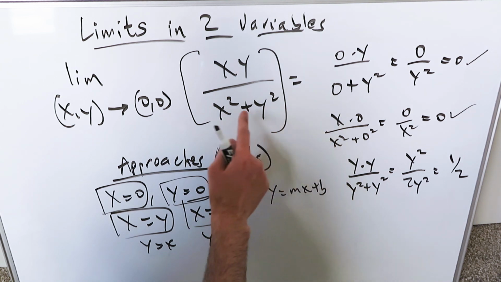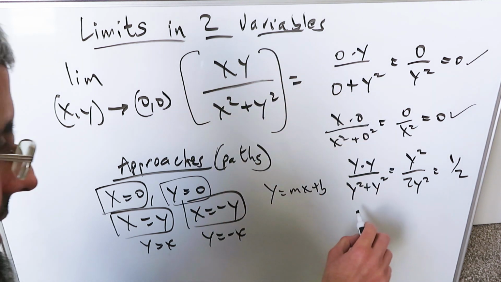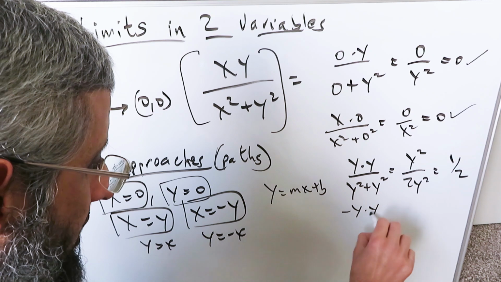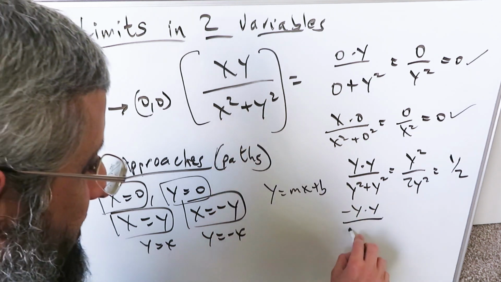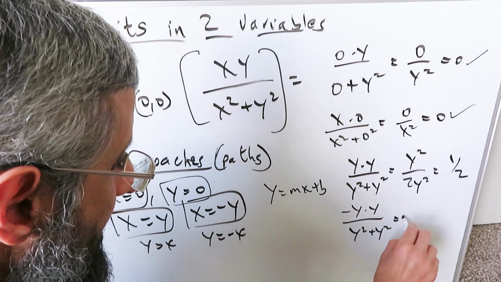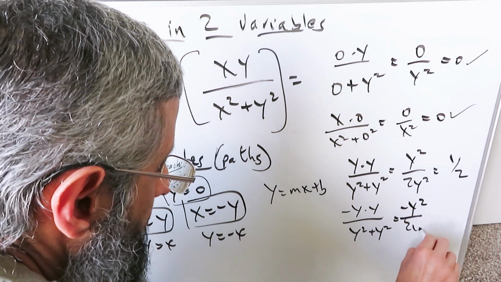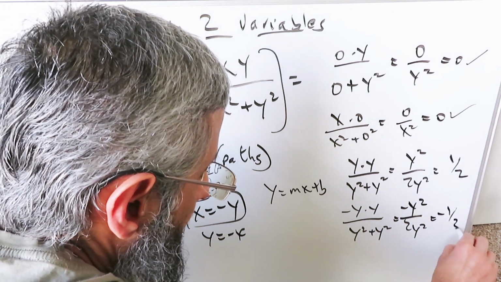How about if I were to think about x equals minus y or y equals minus x? In that particular case, I can put a minus y in place of x. When I do that, I have minus y times y divided by minus y square, which is just y square plus y square. Here I have minus y square over 2y square, and I'm getting minus 1 over 2.